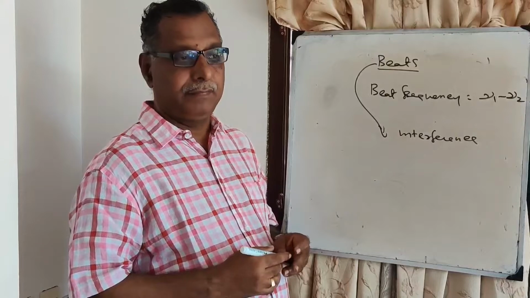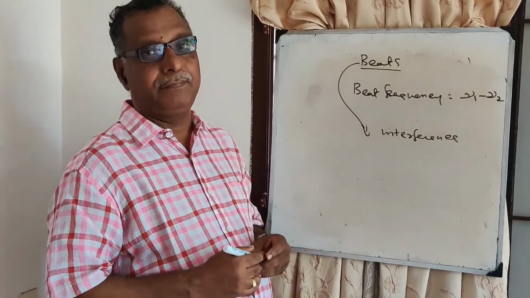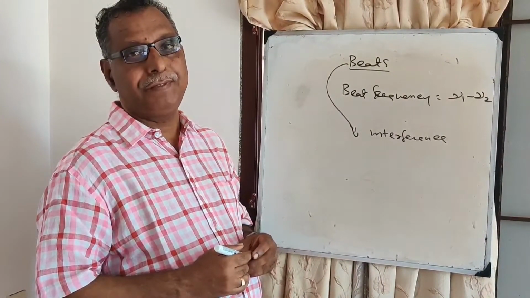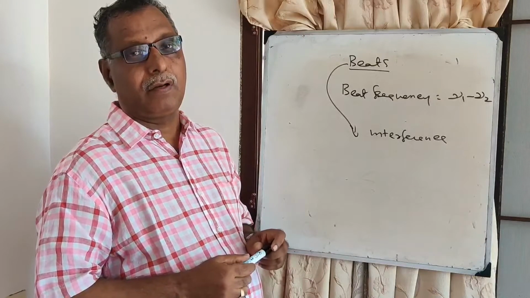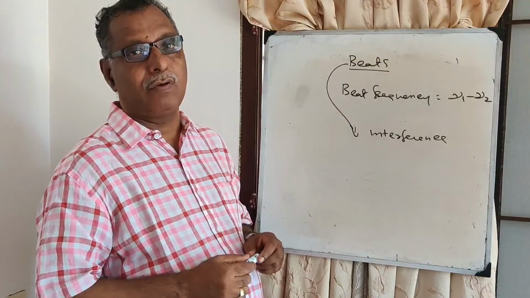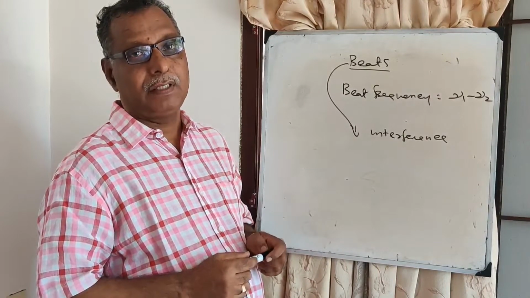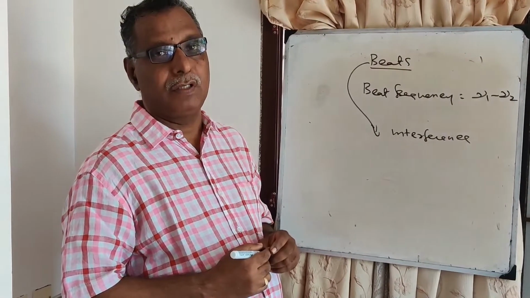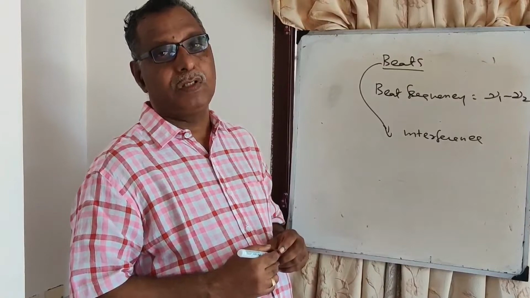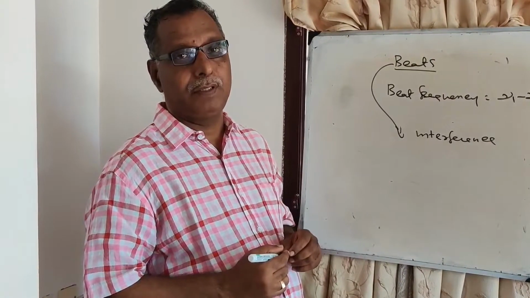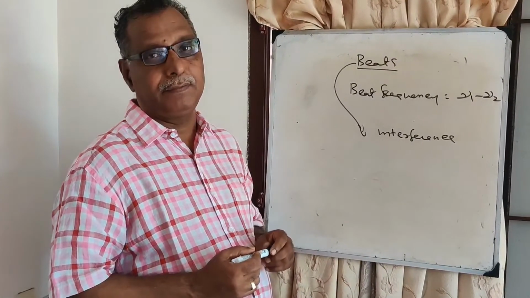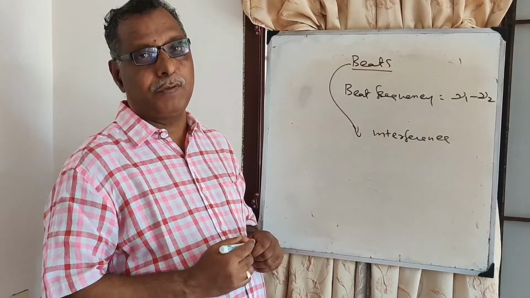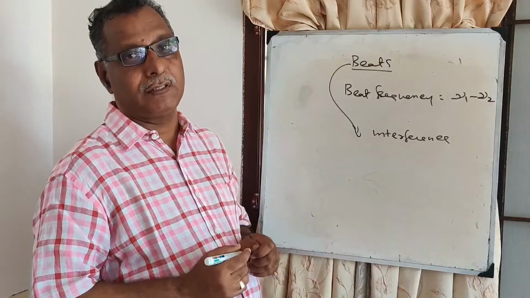Now we have to study the concept of beats. When two notes of nearly equal frequencies are sounded together, a regular rise and fall occurs in the loudness of the sound heard. This waxing and waning of sound is called a beat. One waxing and one waning correspond to one beat. The number of beats produced per second is called the beat frequency.